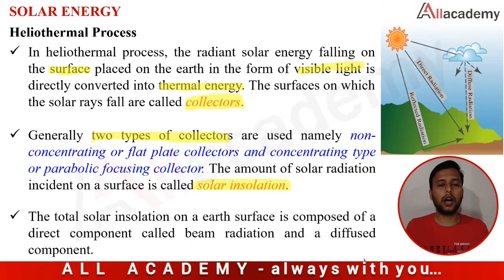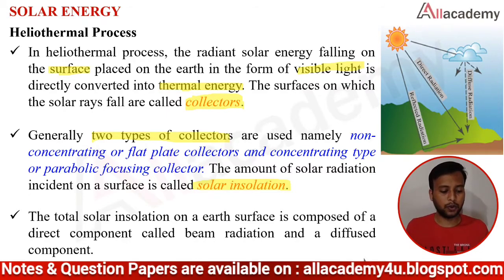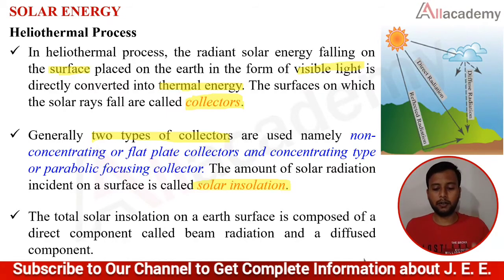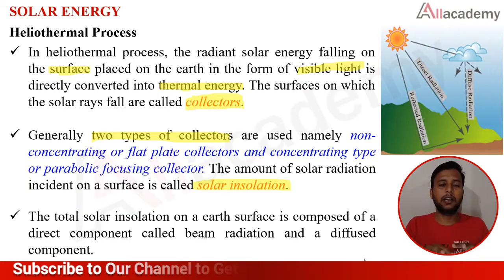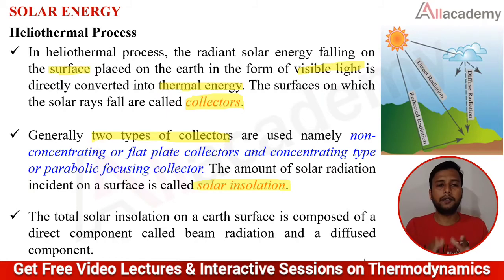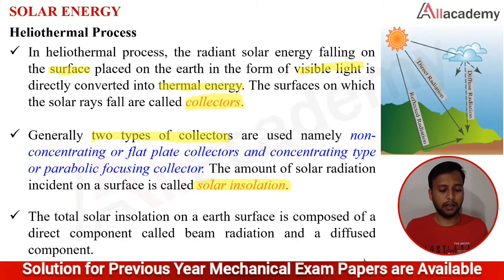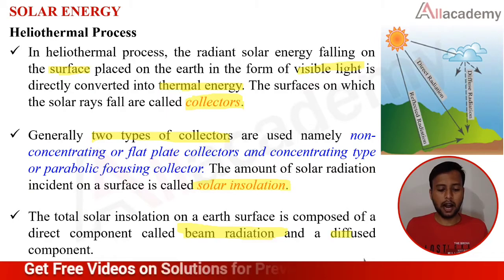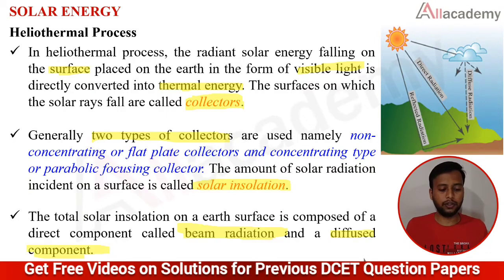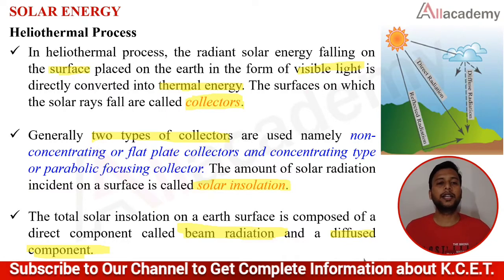Now the total solar insolation on the earth surface is composed of a direct component called beam radiation. You all know that the sun's energy comes in different types: reflected radiation, direct radiation, and diffused radiation. Here it mainly uses the beam radiation, meaning the direct radiation, as well as the diffused radiation, to convert into heat energy, that is, thermal energy.